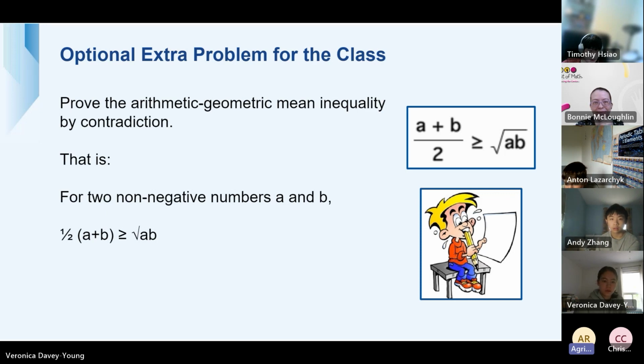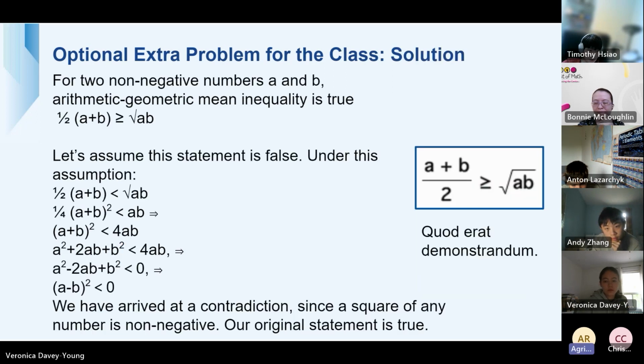That is, for two non-negative numbers a and b, half of a plus b is always equal to or greater than the square root of a multiplied by b. Next slide. So for two non-negative numbers a and b, the arithmetic geometric mean inequality is true, which states that half of a plus b is always equal to or greater than the square root of a multiplied by b.